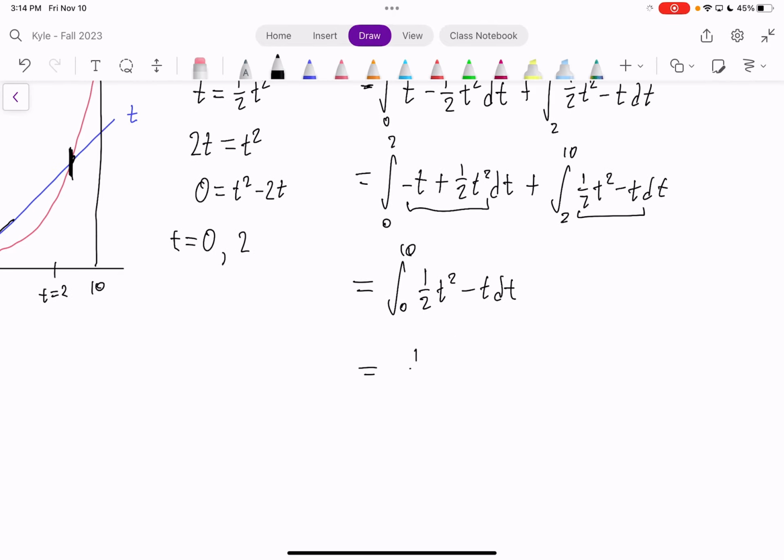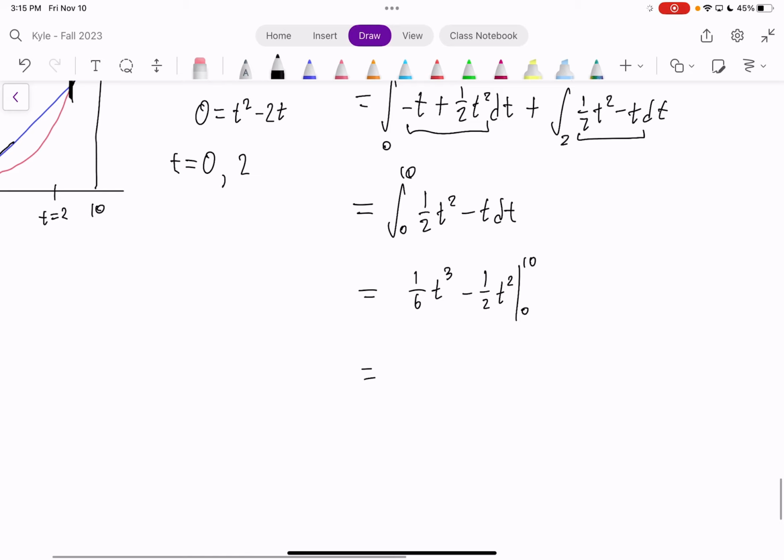When we integrate, this will give us 1/6 t cubed. We just use our inverse power rule. Minus 1/2 t squared, evaluated from 0 to 10. Remember, the fundamental theorem tells us that this is okay because our function is always continuous, both of them. When we evaluate, we'll get 10 cubed over 6 minus 10 squared over 2. We'll subtract 0, subtract 0. That's just from this 0 component here.